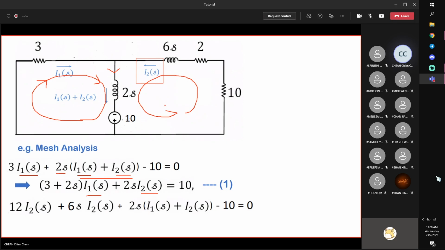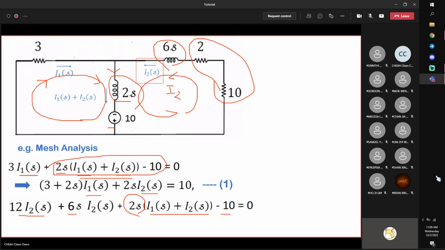This is obtained by taking another Kirchhoff voltage law around this loop. So this is I2. If you take Kirchhoff voltage law around this loop, you can write down this equation. Voltage drop across the 12 ohms, 10 plus 2, then the voltage drop across 6S, and the voltage drop across 2S. The current is I1 plus I2, and this voltage is here. Now you can see that this is your shared branch.